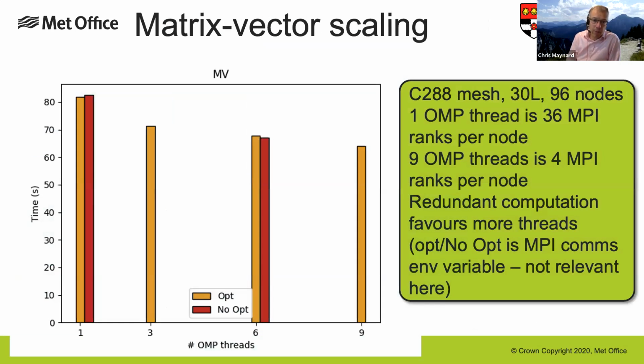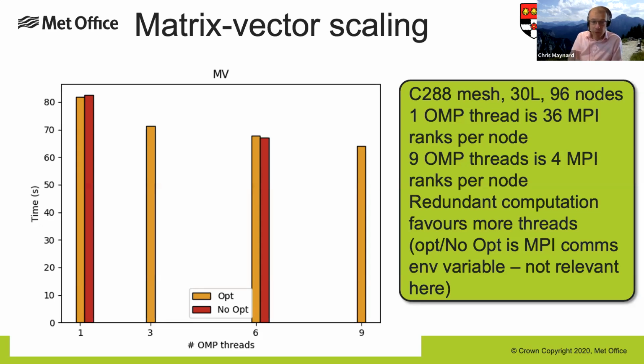So this is looking at the scaling of the matrix vector. It's on something called a C288 mesh. So that's each panel of the cubed sphere, of which there are 6, has 288 by 288 cells. There are 30 levels. This is run on 96 nodes of the Met Office supercomputer, which is the Cray XC40 with Intel Broadwell Xeon processors. So there's 36 cores per node. So one OpenMP thread is 36 MPI ranks per node and one OpenMP thread. At the other end, there's 9 OpenMP threads with 4 MPI ranks per node. So the node is fully populated, but we're changing the ratio of MPI and OpenMP.